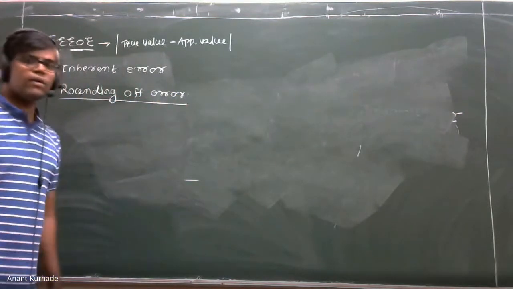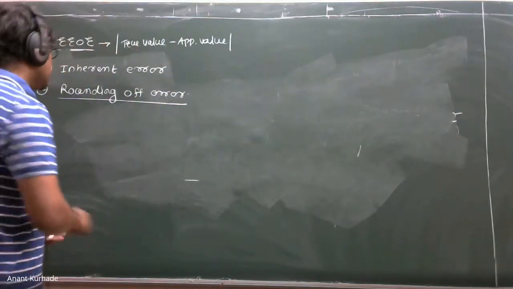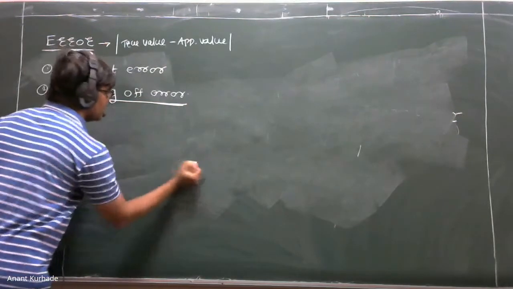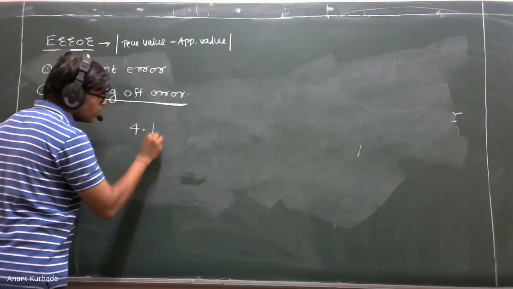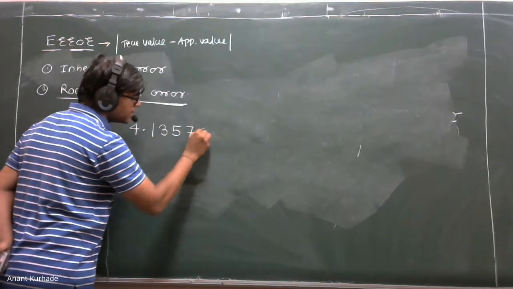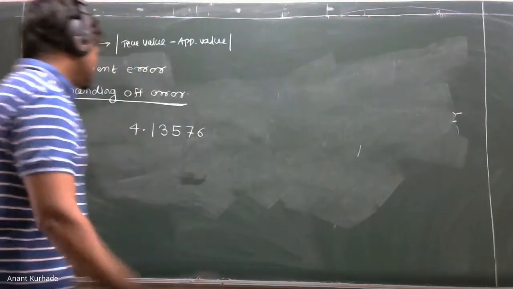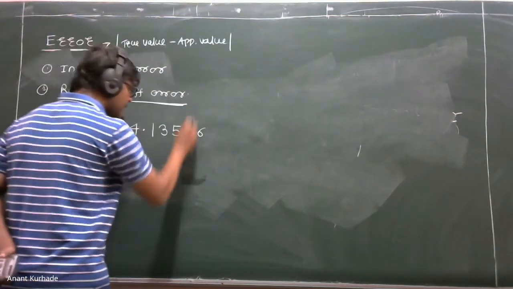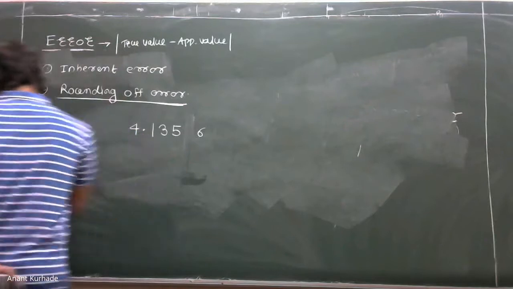Now see, how can you round up a number? You must know these 3 rules for rounding a number. So there are 3 rules. Now let's have one example. Let's take 4.13576.